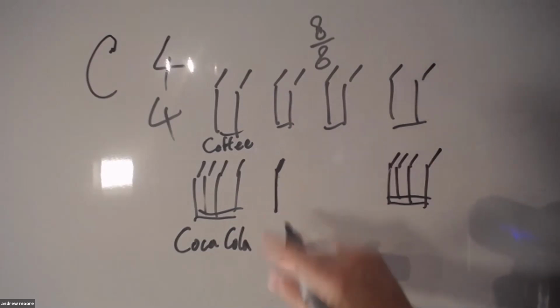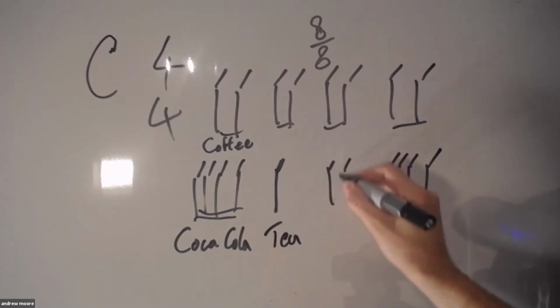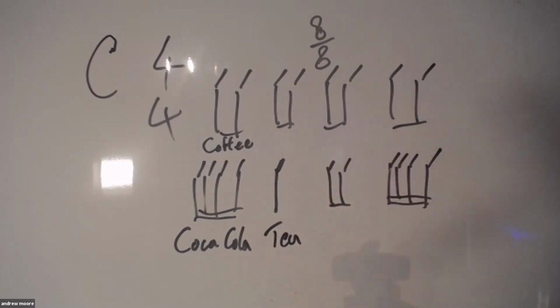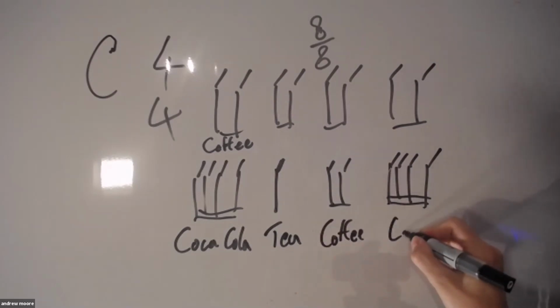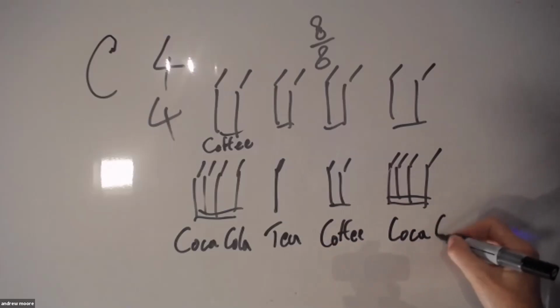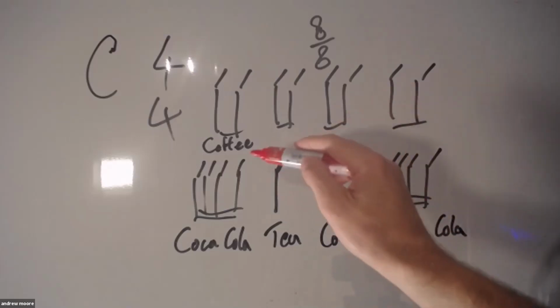So here was our quarter note, so we know that lasts for 1 beat, and in level 1 we decided that the word that we would use was tea. And then we're going to put 2 8th notes, so we would write the word coffee. And then for our last rhythm, we've said the word Coca-Cola again. Now I'm just going to use a very different colour pen.